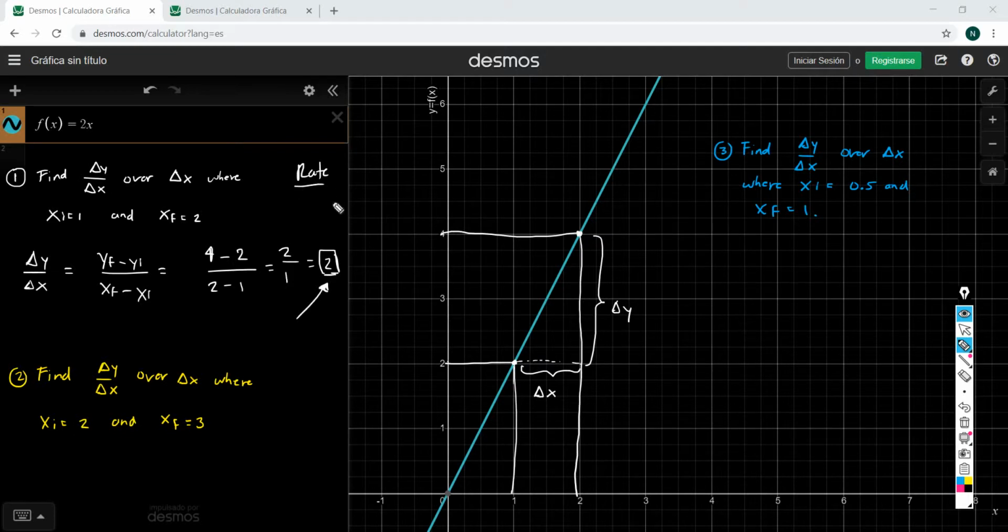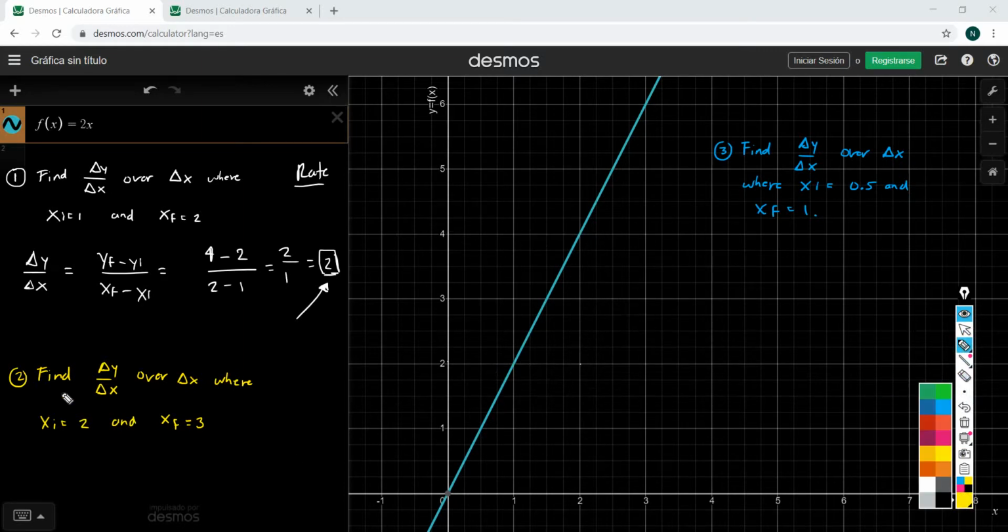That's what the word rate means. It's how much this variable changes with respect to this one, for every single unit that this one advances. How many units does y advance? That's all it means. It's a very simple idea. Okay, so that's the first task. Let's go with the second one. Let me erase all of this first.